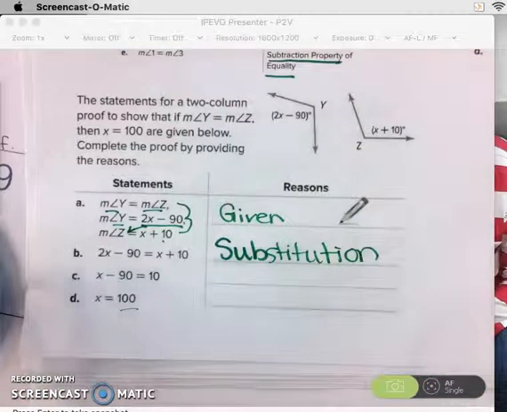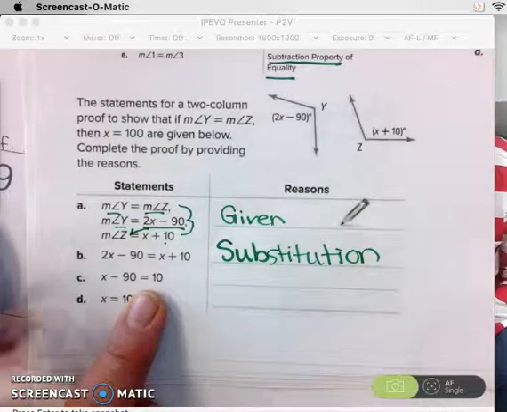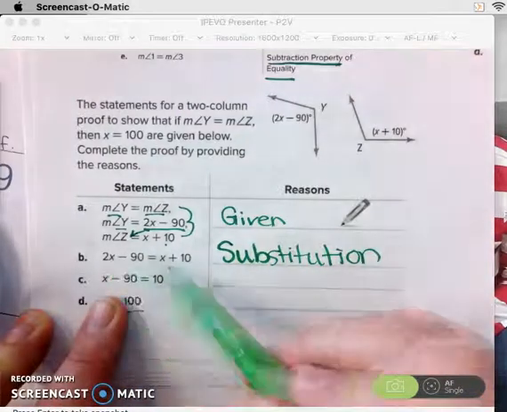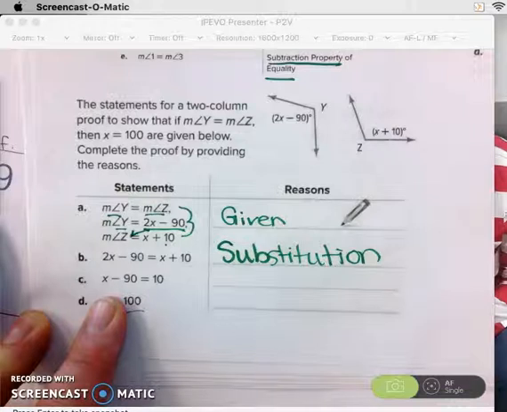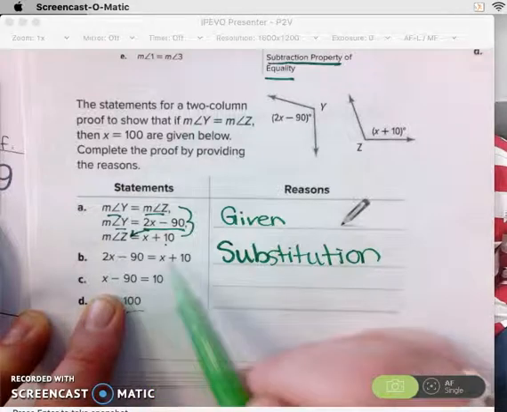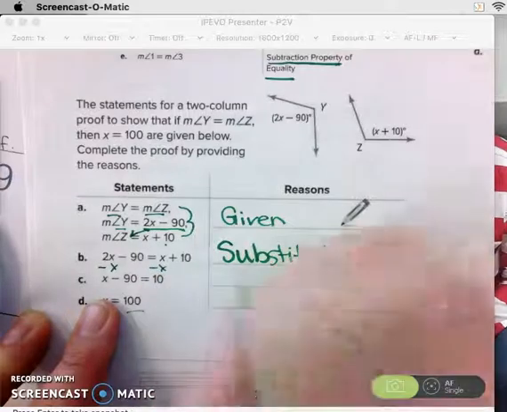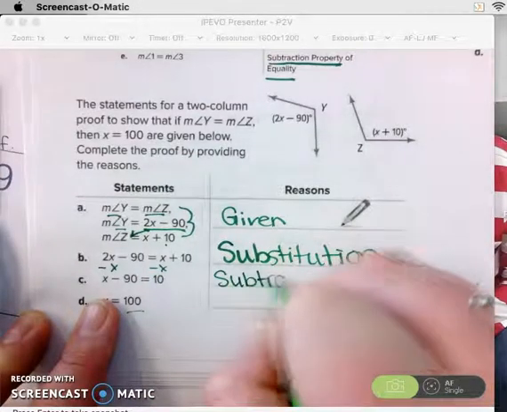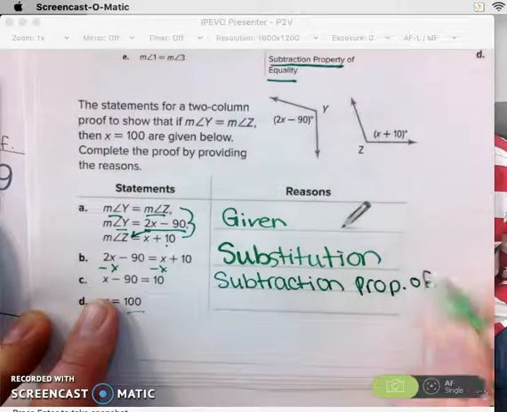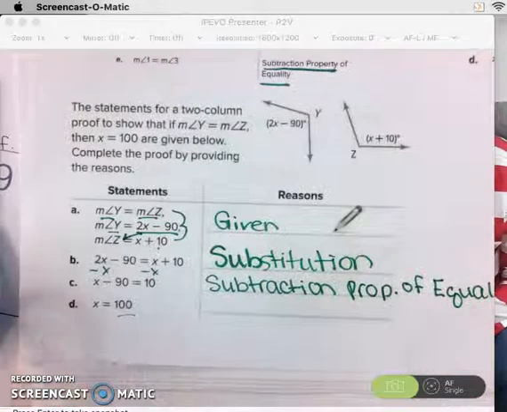Now, x minus 90 equals 10. What happened from the last step to this one? I got rid of an x on this side and an x on this side, so what I did was subtract the x. That's going to be the subtraction property of equality.